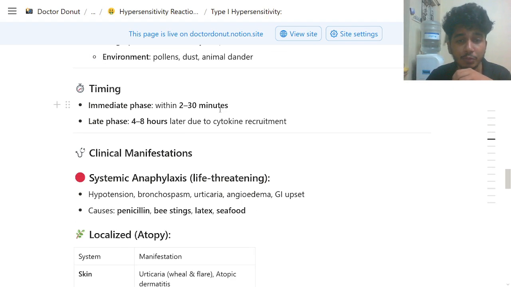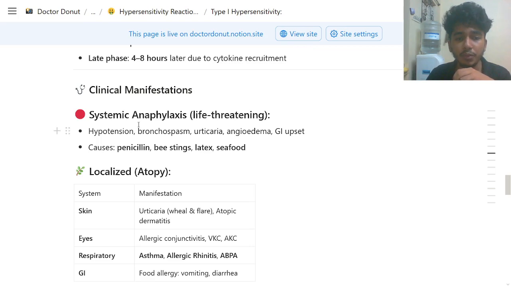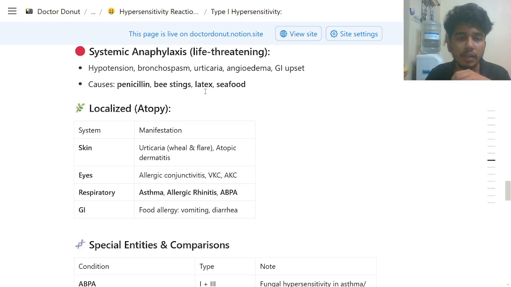Timing is 2 to 20 minutes. Late phase could happen because of cytokine recruitment, right? So what do we see? If it's a systemic involvement, there is hypotension, bronchospasm, urticaria, angioedema, GI upset, as we discussed in the symptoms. If it's local and skin, you'll have urticaria.